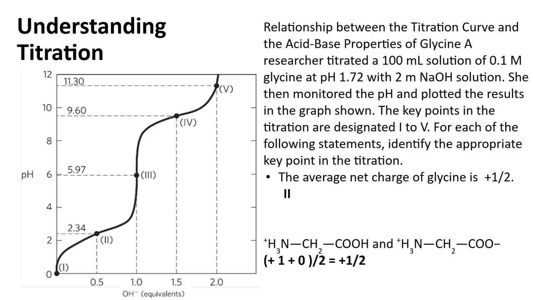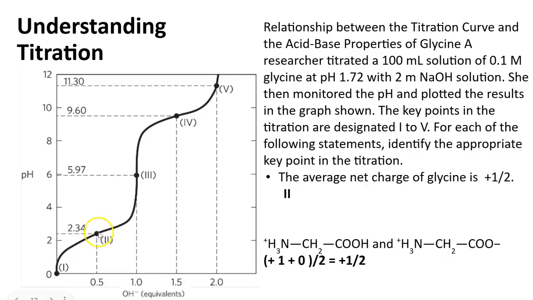Now we can have an average net charge for the glycine to be +1/2. And that is on point 2, where you have the most protonated form. You have that +1, and then you have the zwitterionic form, which is 0, which is right here, and you take the average. So you add the two values together and divide by 2. That equals a +1/2.